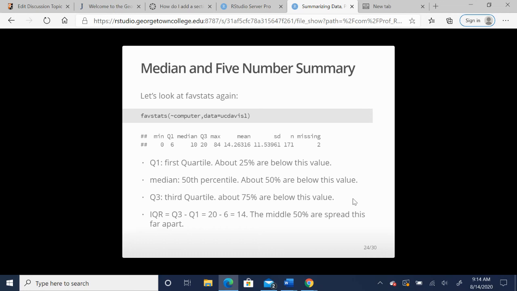Our median is the second quartile, so it's equal to 50%, so it cuts the data in half. The first quartile is going to separate the first quarter and the second quarter. And the third quartile is going to separate the third and the fourth quarter, 75% below. We call the IQR, the interquartile range, the difference between the third and the first, so the middle 50% of the data, the middle half.